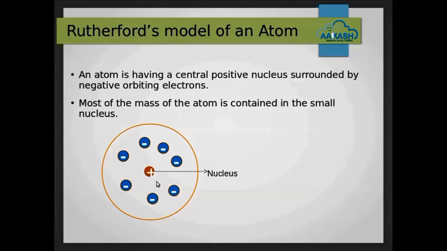Rutherford's model. Rutherford called the nucleus a tiny, dense and positively charged core which concentrated all the mass. He also said that the electrons can move about in the volume of space around the nucleus.